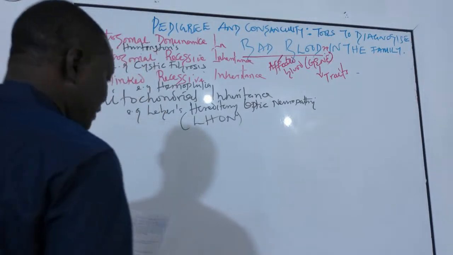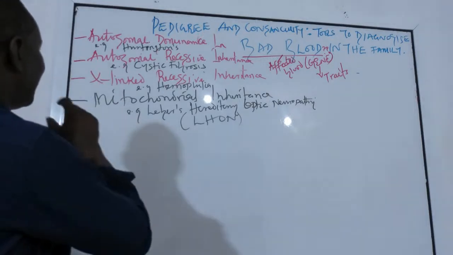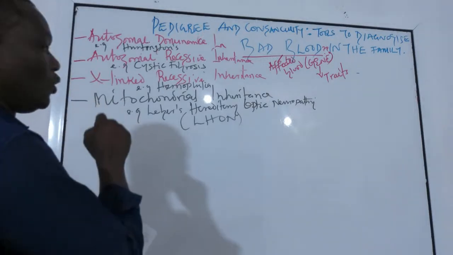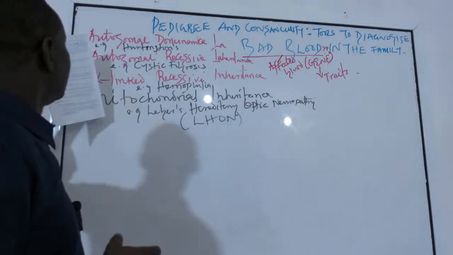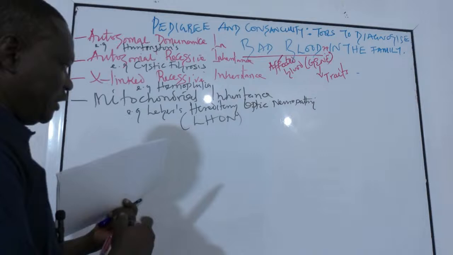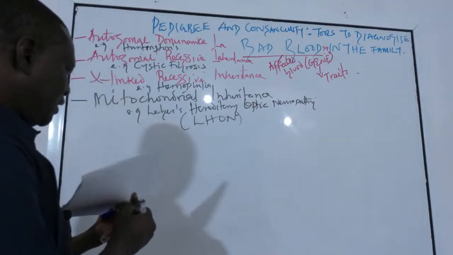Now we will start. What we want to do today is look at the inheritance pattern. We pick them one after the other. We look at the inheritance pattern, then at the same time we will try and look at what should be the clinical manifestation of each of these diseases.